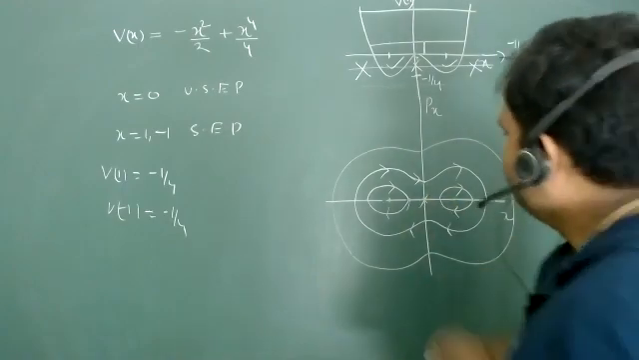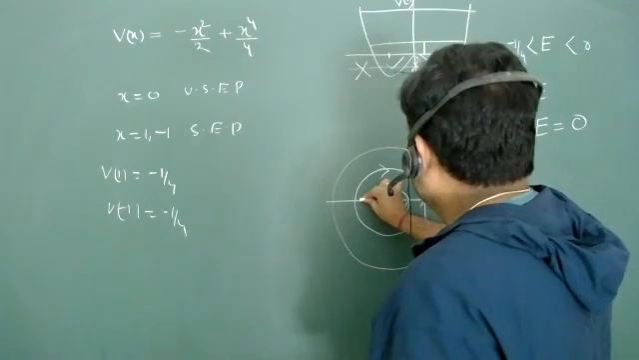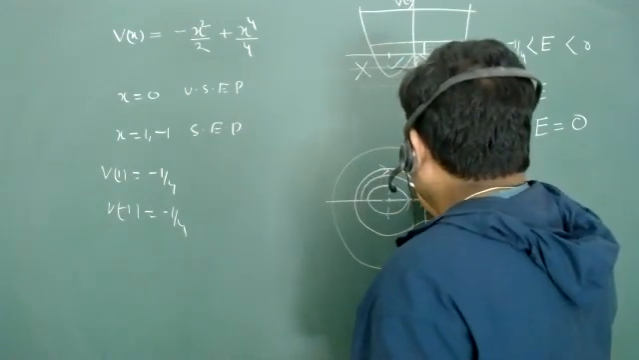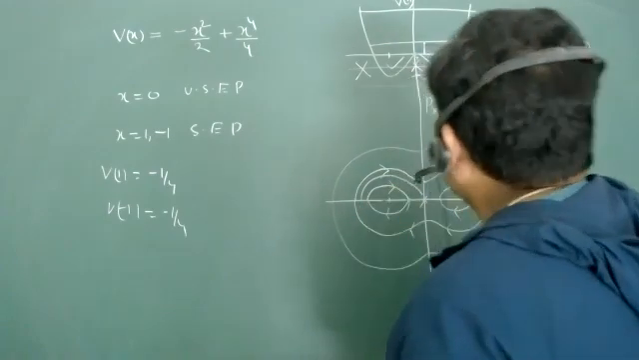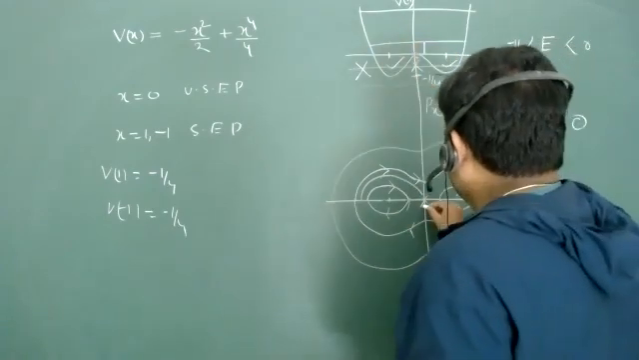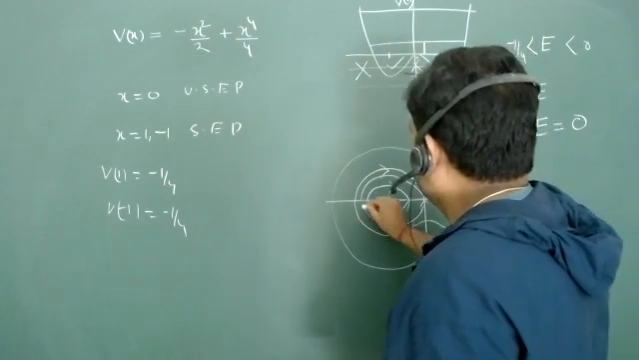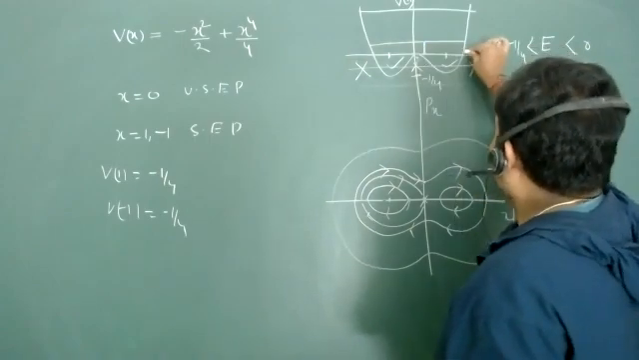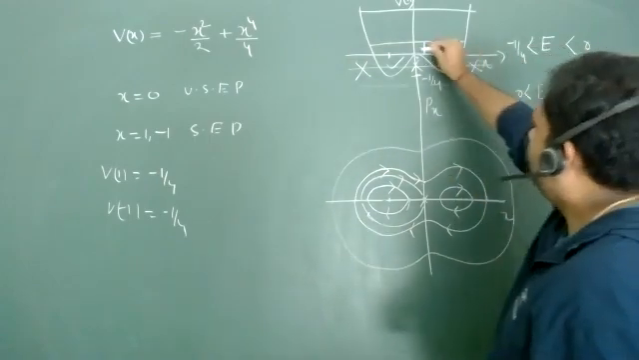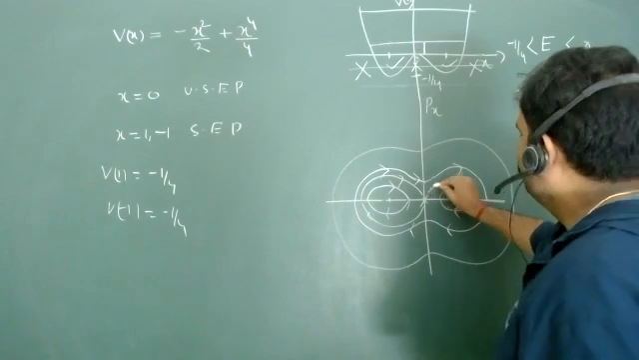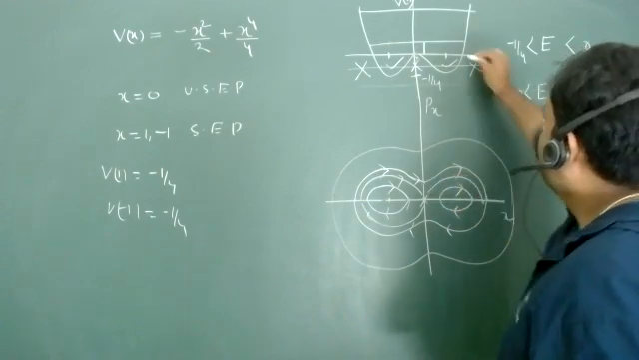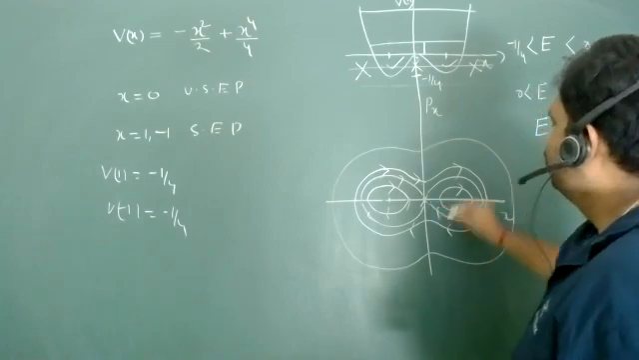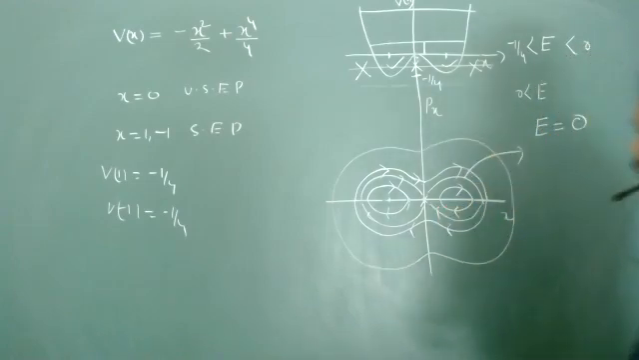So what will happen? You can start from here, you can reach up to this point, but you will never land at this point. You can go back from here. You can start from here and you can go here. Something like this. You can again come back. And this is all about your separatrix.